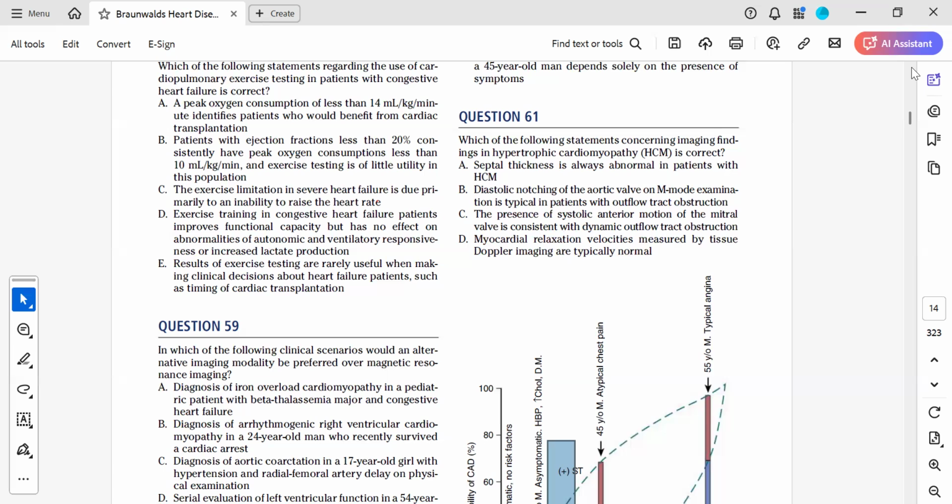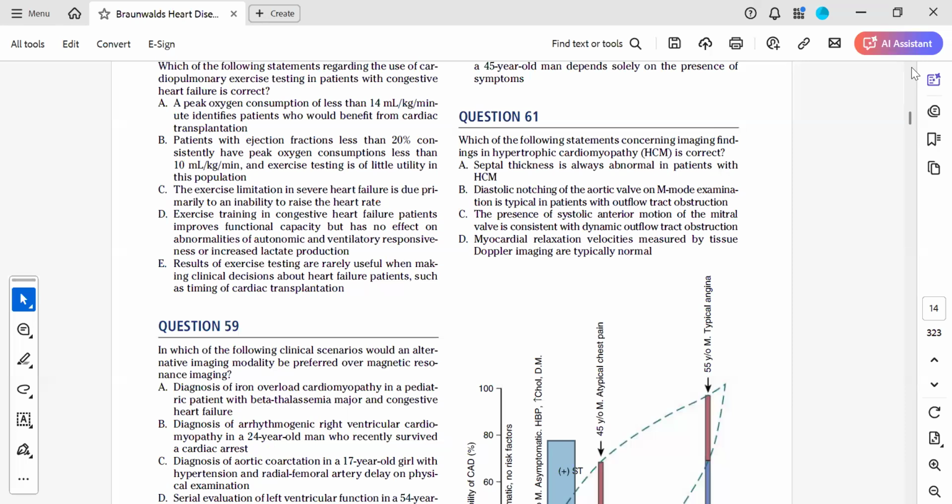So option A says septal thickness is always abnormal in patients with hypertrophic cardiomyopathy. We are looking for the correct answer. So this option is false because you can have apical thickness, you can have thickness in any part of the left ventricular cavity. So the thickness is not specific for the septum alone. So that makes that option false.